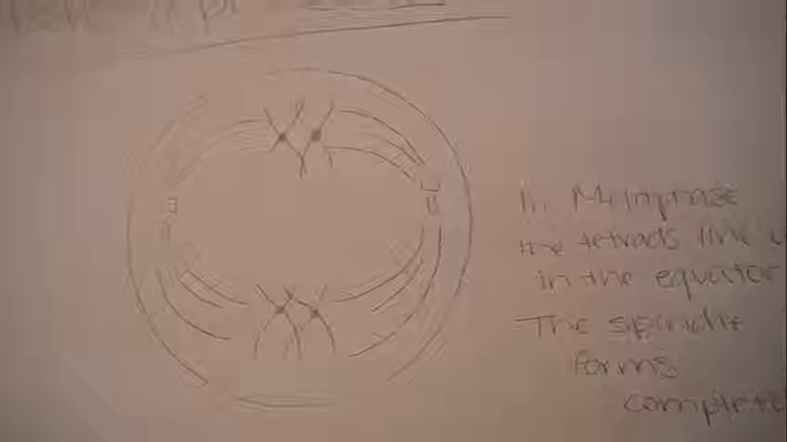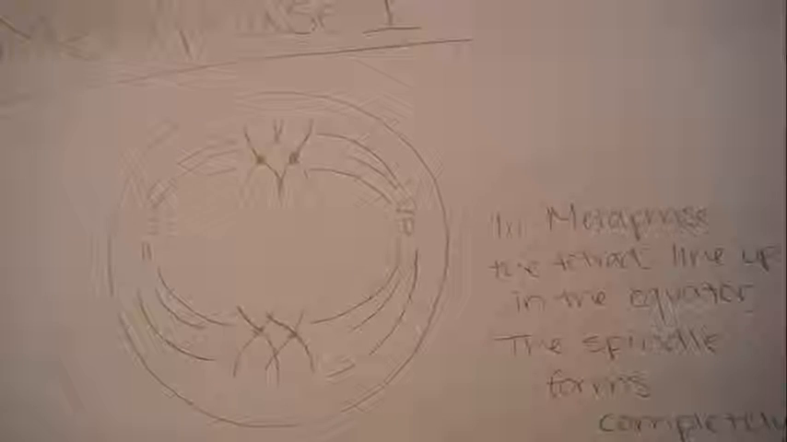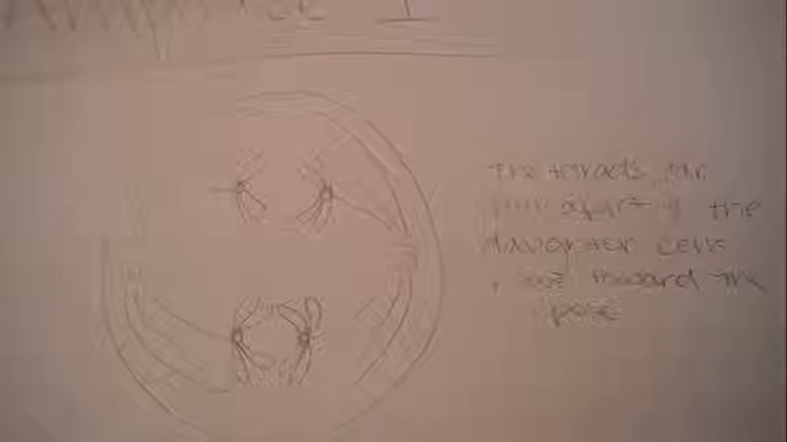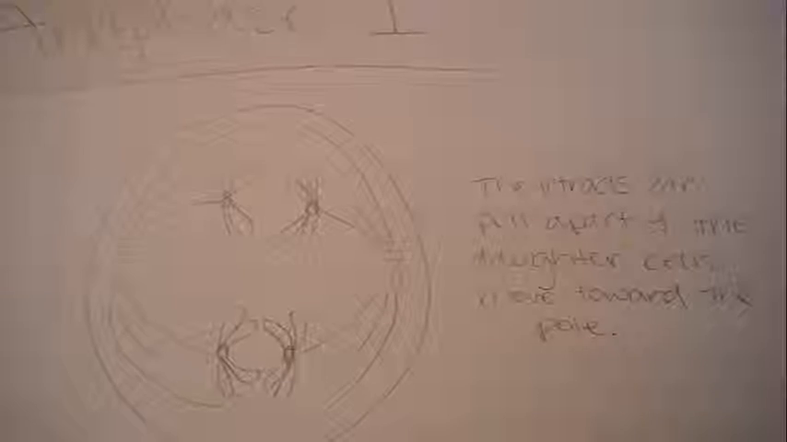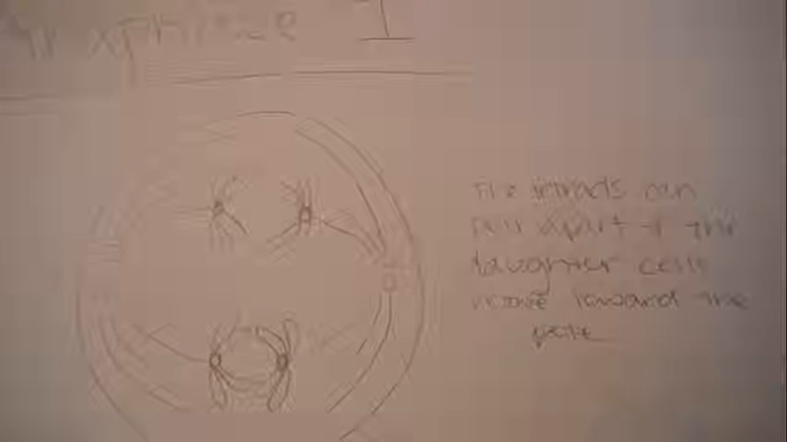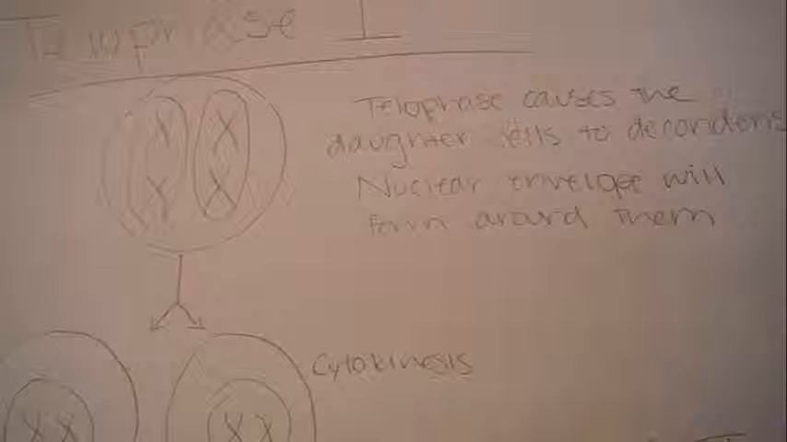During metaphase 1, tetrads line up at the equator and the spindle has formed completely. During this, genetic recombination is occurring. When it reaches anaphase 1, genetic recombination is over. In anaphase 1, the tetrads pull apart and the chromosomes with the chromatids move toward the poles. Telophase 1 causes the chromosomes with two chromatids to condense and the nuclear envelope will form around them.